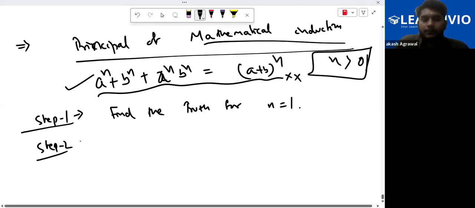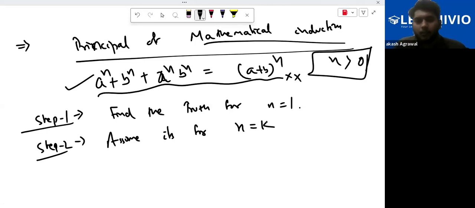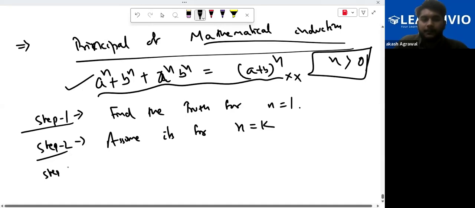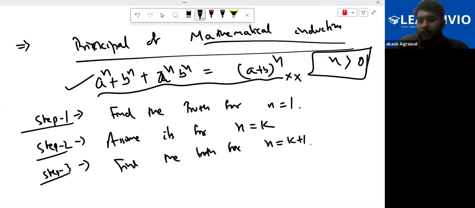Step 2, assume it's true for n equals to k. K is some random number. We do not have to assign, just write k. Step 3, find the truth for n equals to k plus 1. If it becomes true for k plus 1, then this statement is true for all the numbers.